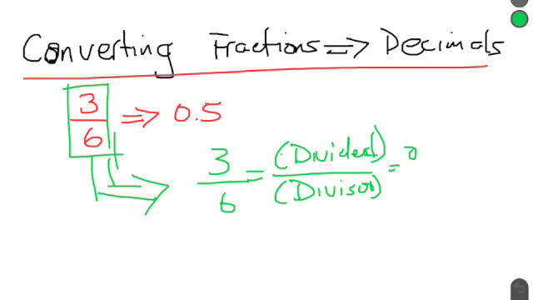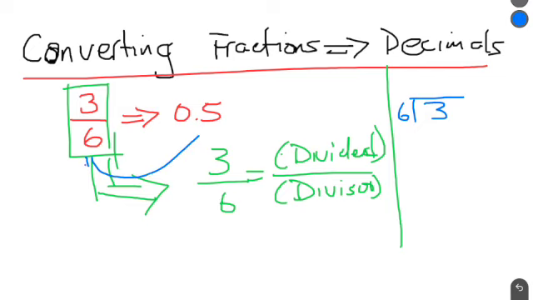But if you recall, when solving a regular division problem, the divisor would go outside of the box. Actually, let me use a different color pen. The divisor would go outside of the box. Inside the box would be the dividend. And then we would solve this as a regular problem. So why don't we do this on the next page, so we can see how to convert from fraction form to a decimal.